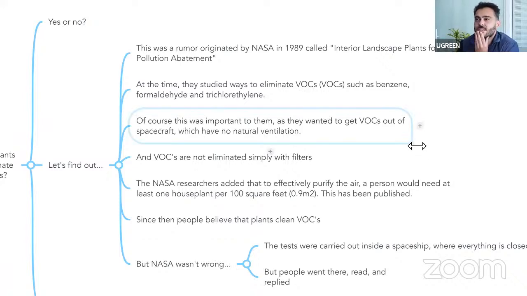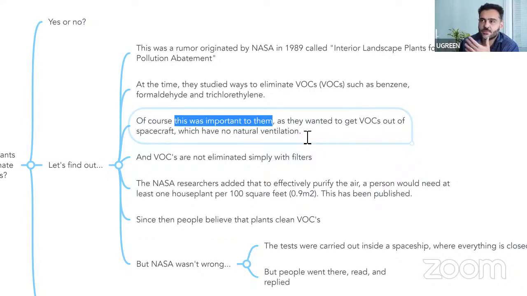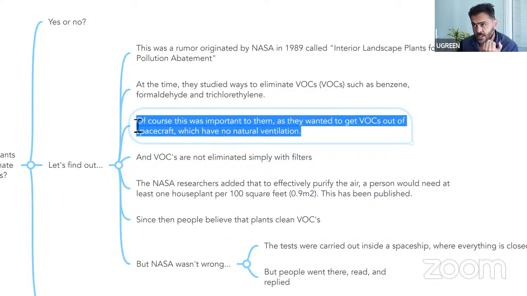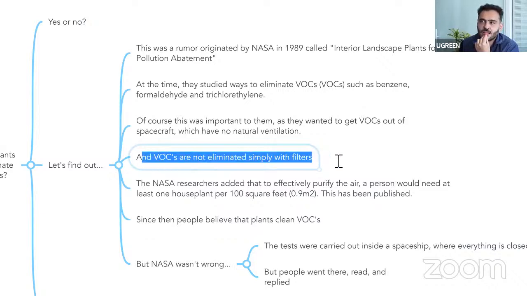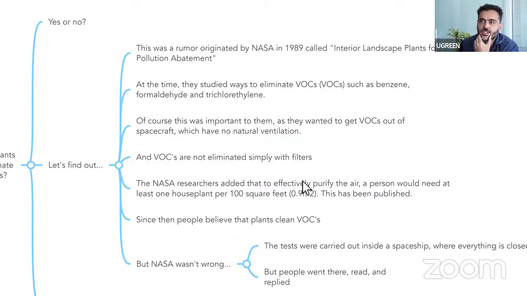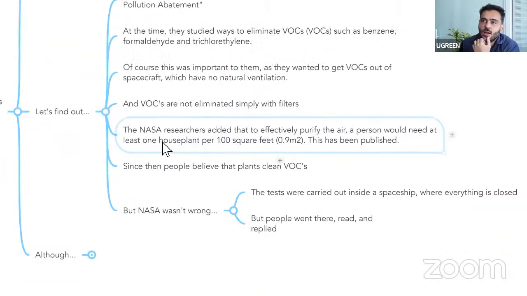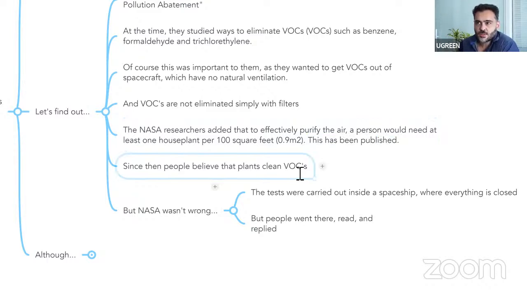Understanding this is so important, guys, because of course it was important to these people. They were developing spaceships, which don't have natural ventilation. They understood that VOCs are not eliminated simply by filters, so you could have plants. A person would need at least one houseplant per square meter. This was published by NASA, and of course, this works for spaceships.